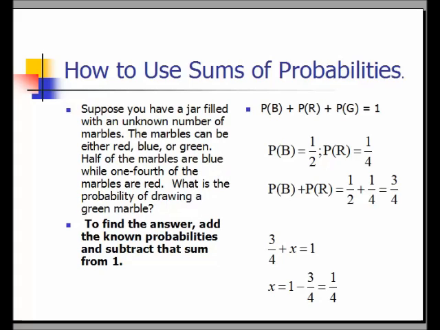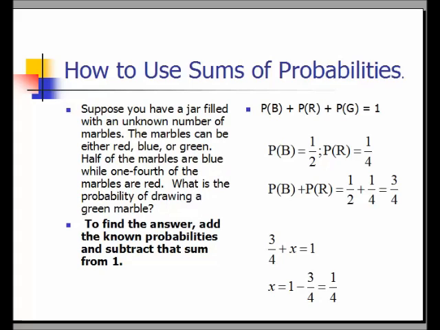Look at the equation on the right of this slide. The probability of drawing a blue marble plus the probability of picking a red marble plus the probability of picking a green marble all equal 1. And the probability of getting a blue marble is 1/2. The probability of a red marble is 1/4. We can substitute into that equation. Recall that the probability of blue plus the probability of red equals 1/2 plus 1/4 equals 3/4.